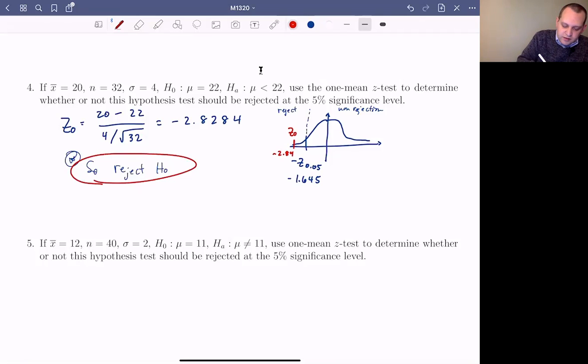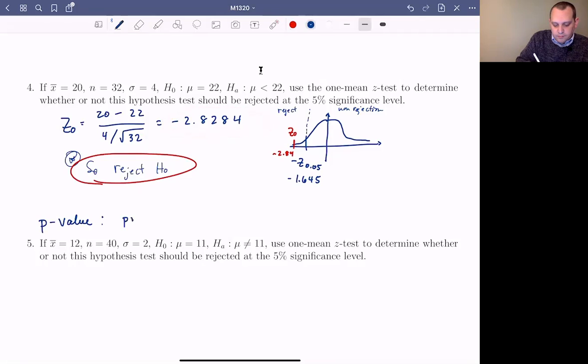So that's what we're going to do for this one, and that's how we make that decision using the critical value approach. If we wanted to do this using p-values, the process would be very similar. We would compute our standardized value, negative 2.8284. Then we would compute the p-value.